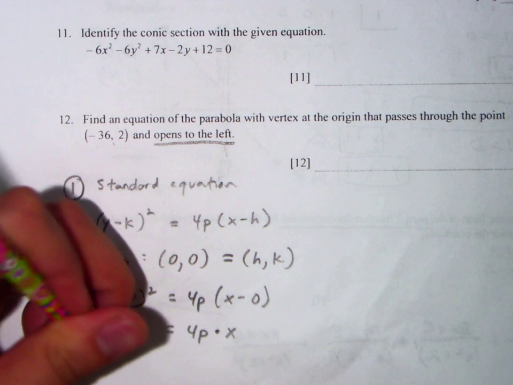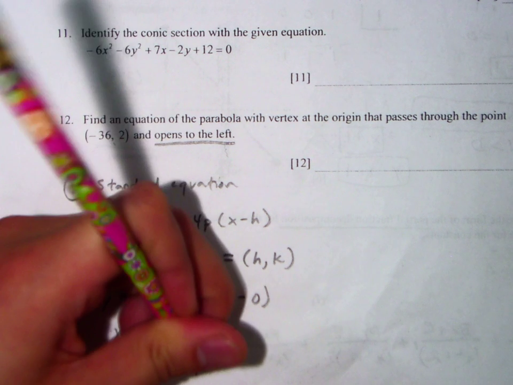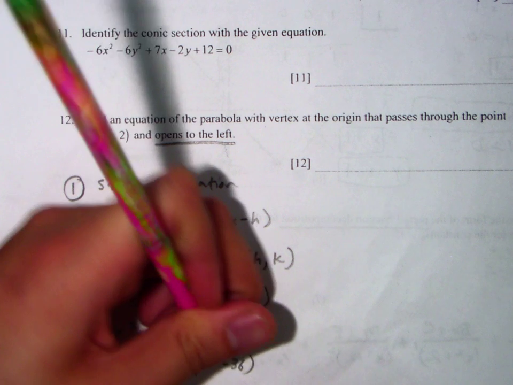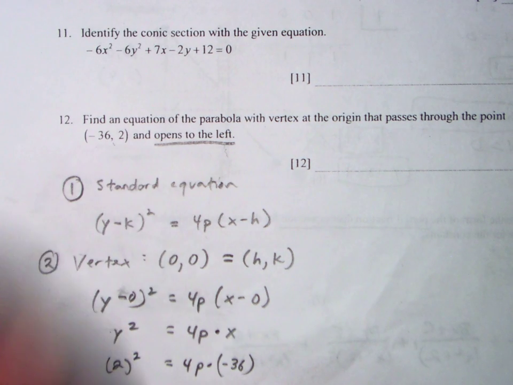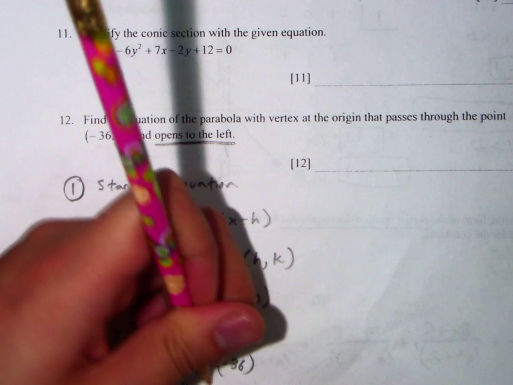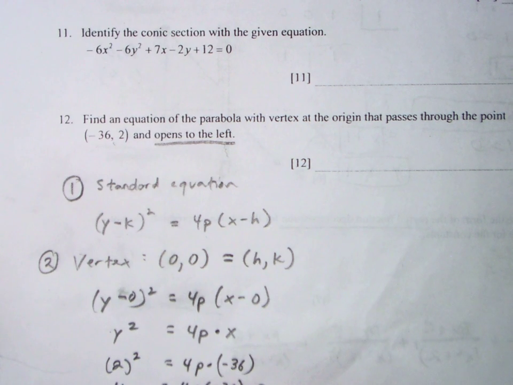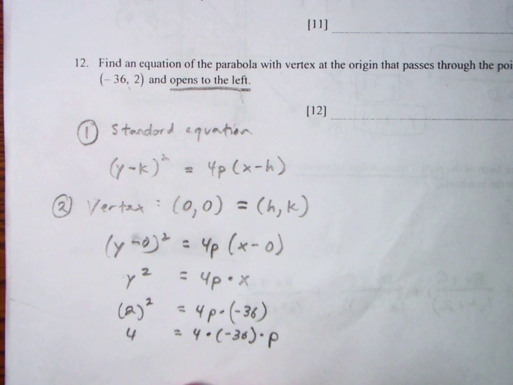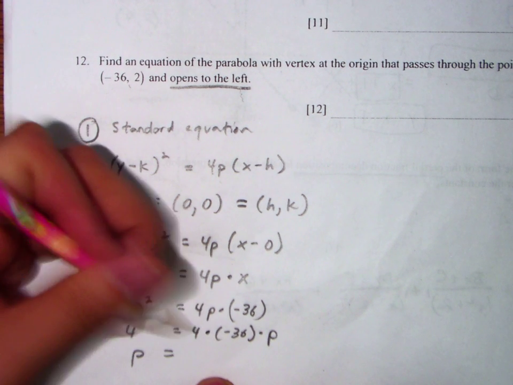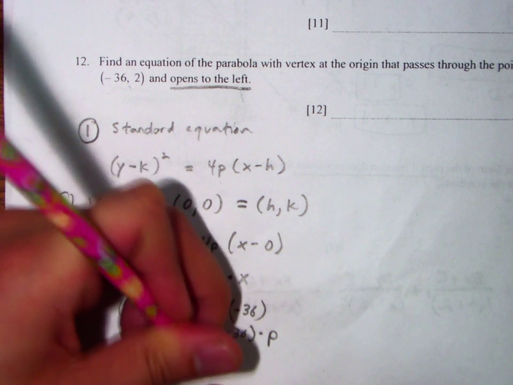Again, let's put in 2 for y and -36 for x. So we'll solve for p. Switch the numbers around. Oops, sorry about that. Okay, and p is going to be, if we solve this, the 4's would cancel out. All we have is -1/36.